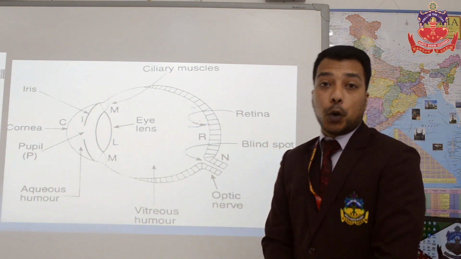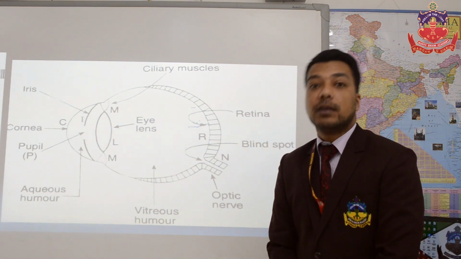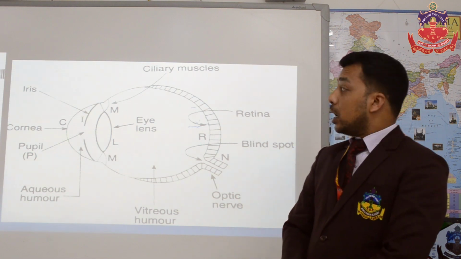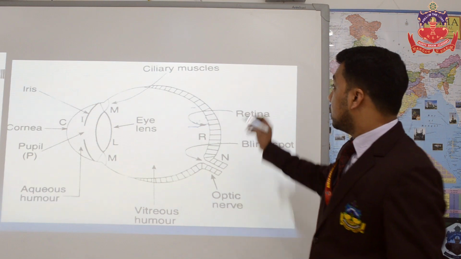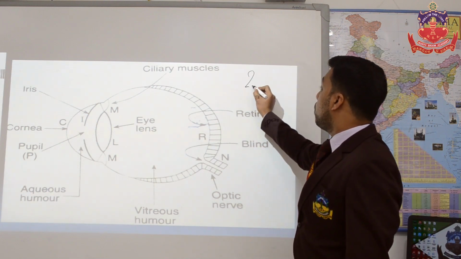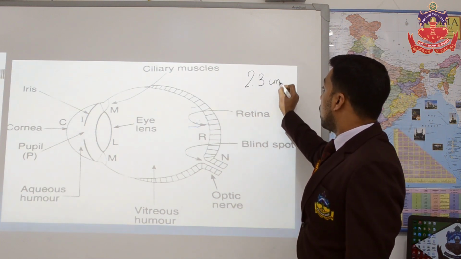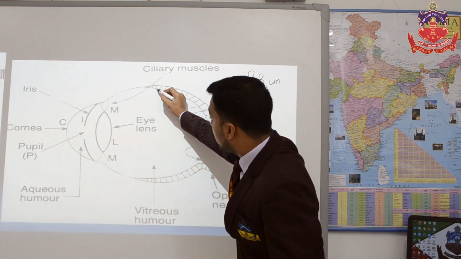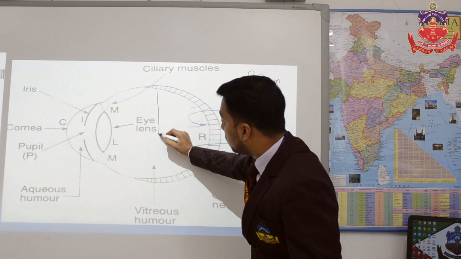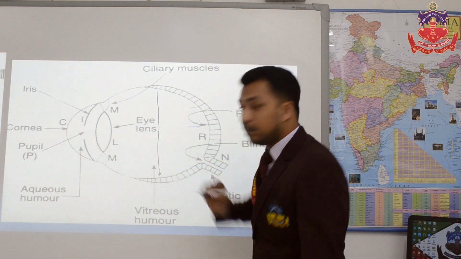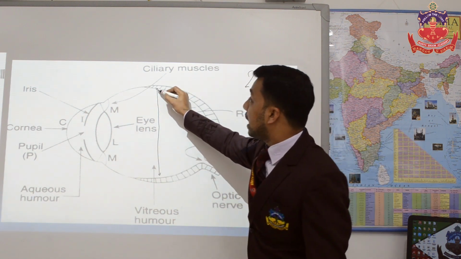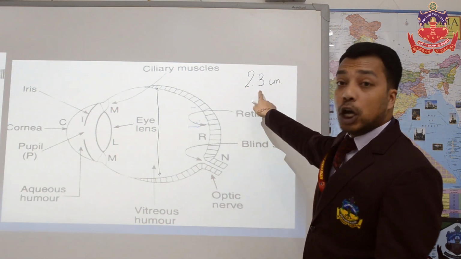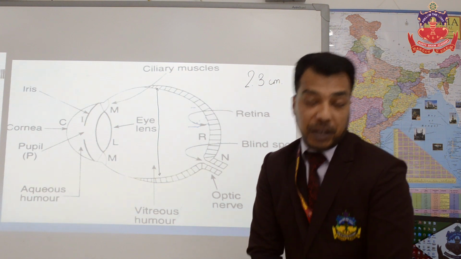So by now we know that a normal human eye is spherical in shape. Let us talk about its diameter. A normal human eye diameter is basically 2.3 centimeter. Now what is the meaning of diameter? The gap between the upper surface and the lower surface is known as the diameter. This length is known as the diameter. So the normal human eye diameter is basically 2.3 centimeter.